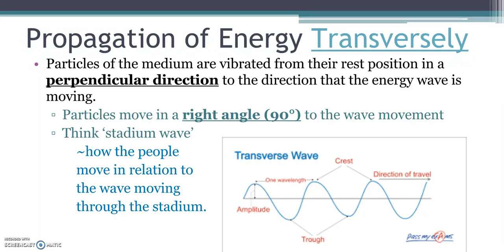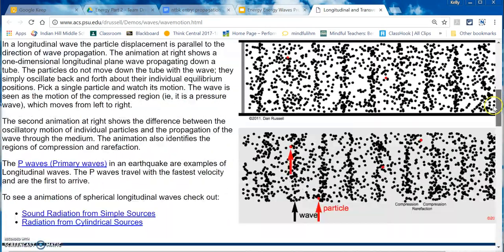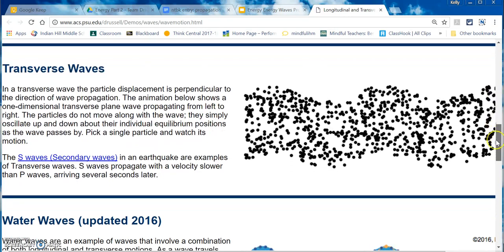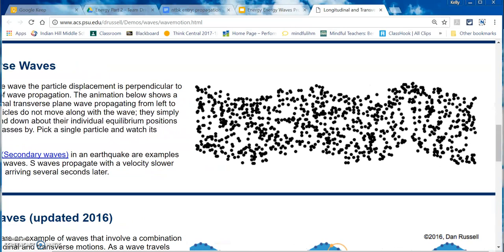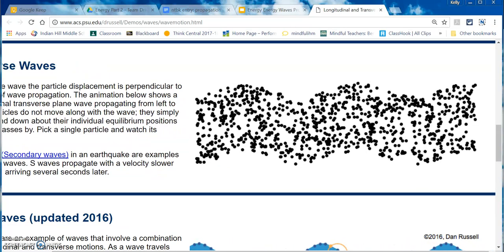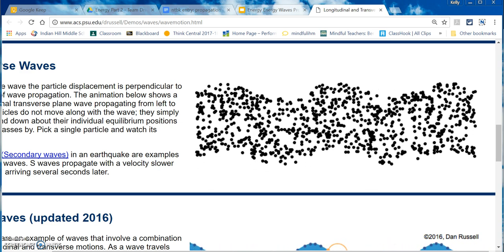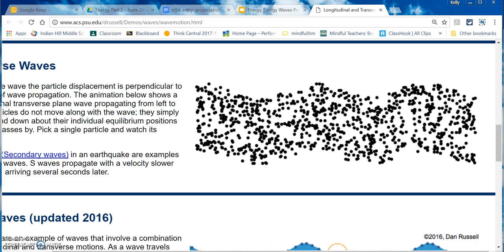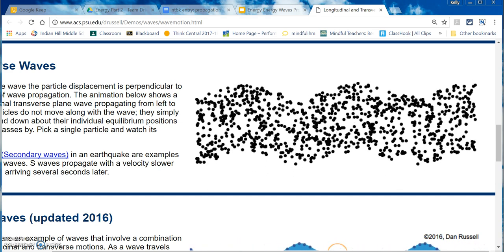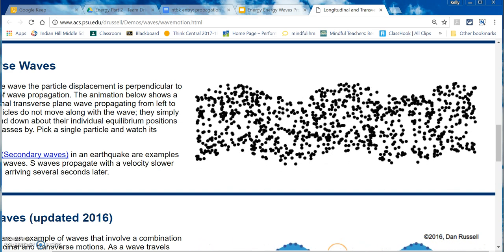Let's look at this website real quick. And I'm going to scroll down. You can come back to this again when you're studying if you want. But here is a transverse wave. I don't love this, but I do like a couple of things about it. First of all, again, we're going to think about it as the energy is moving from left to right on this virtual wave here. And the black dots are going to be the particles of the medium.